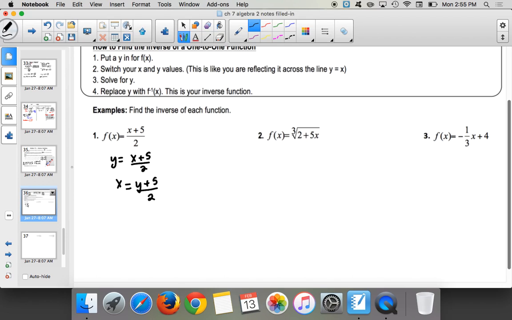Now I'm going to solve for the new y. So I'm going to multiply the 2 over, and I'm going to subtract the 5. That's y, I know. That was a lucky guess, wasn't it? It's not always going to be that easy. All right, so we end up getting f inverse of x is equal to 2x minus 5.